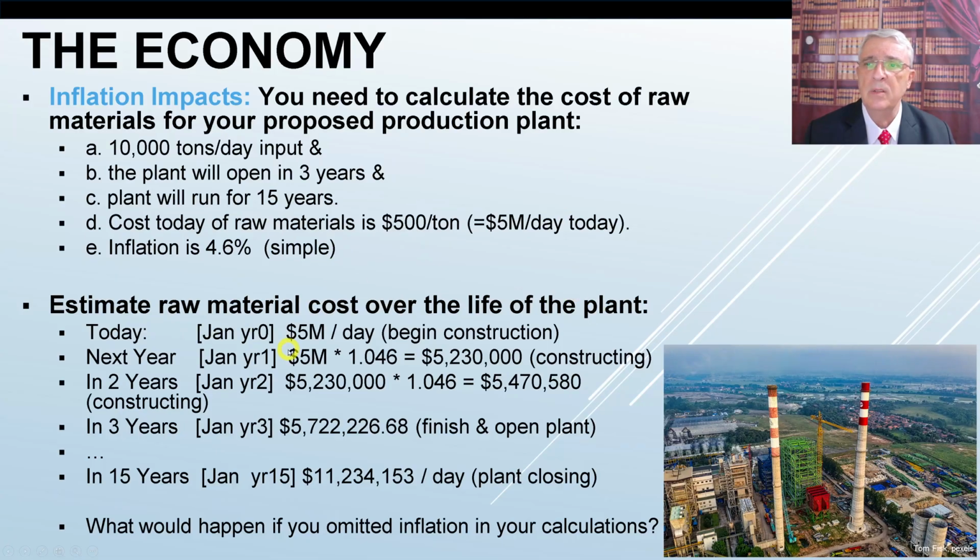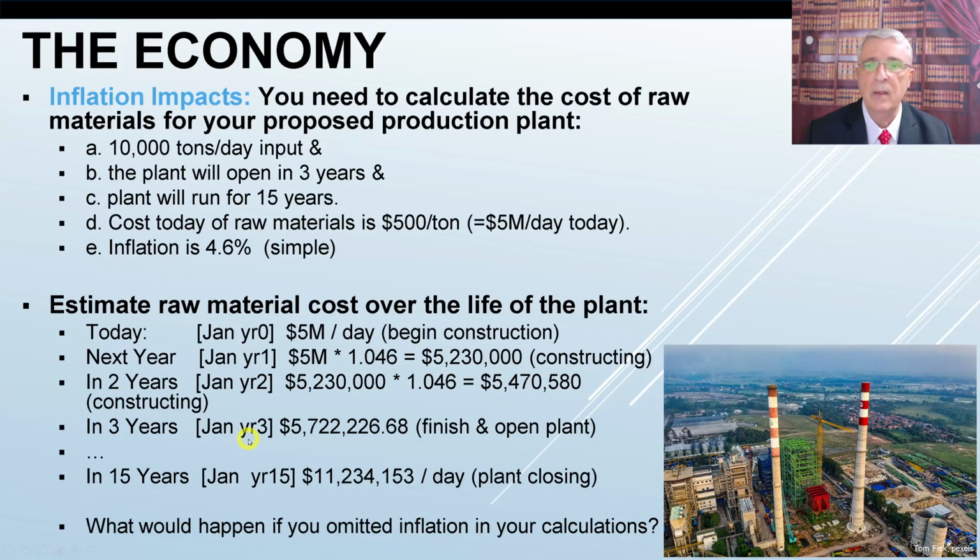So today in year 0, $5 million a day, we begin construction. Next year, January 1st of the next year, $5 million times 1.046. That's the inflation rate. So now it's going to be $5.23 million a day. We're still building our factory. In 2 years, we're at 5.23 million times 1.046. So now our daily cost of materials is going to be about 5.5 million a day.